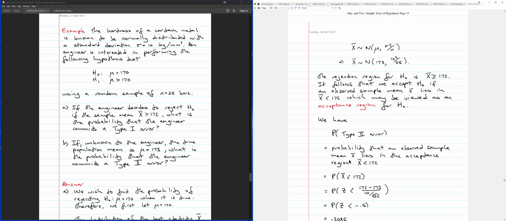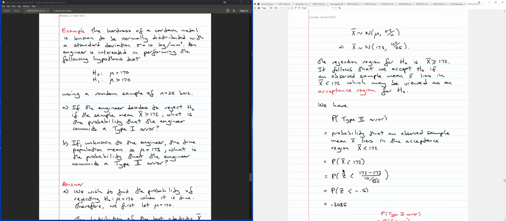We want the probability of not rejecting H0, which is the complement of the rejection region. The complement of the rejection region is the big X bar being less than or equal to 172. So we want the probability that the big X bar is less than 172, and we just need to work out this probability.